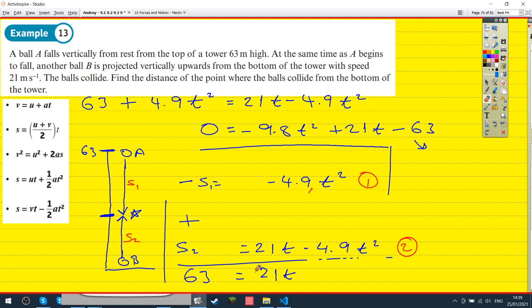All right. 63 equals 21t. What is t? T is 3. And so we didn't want t though. We wanted s. And we wanted s from the bottom. So are we just subbing in 3? Yeah. So are we doing 21 times 3 minus 4.9 times 3 squared? Yep.